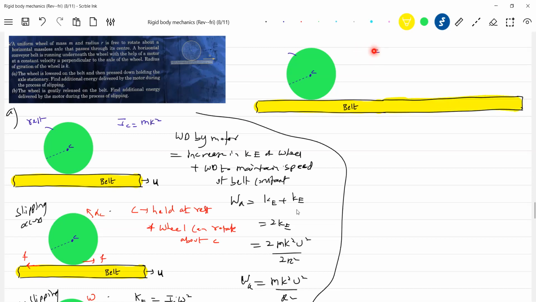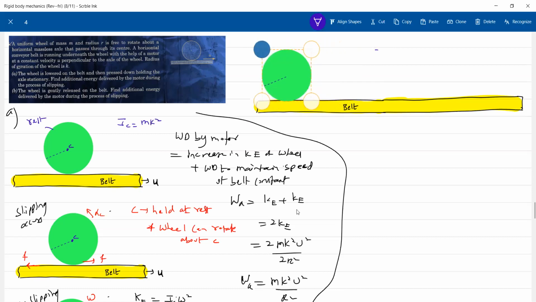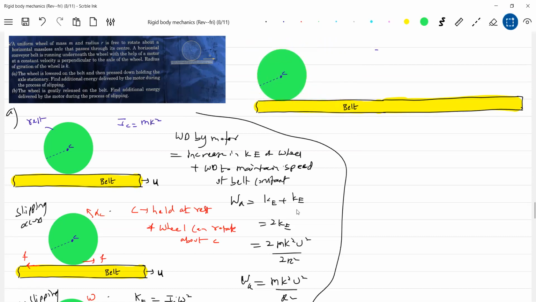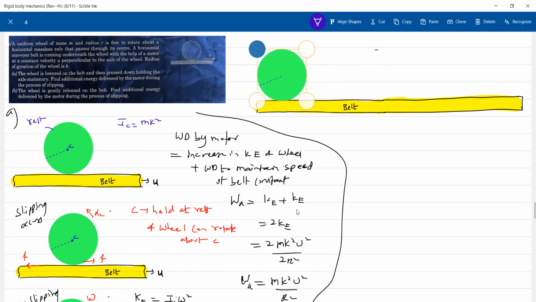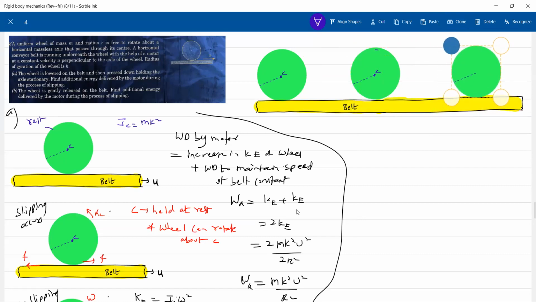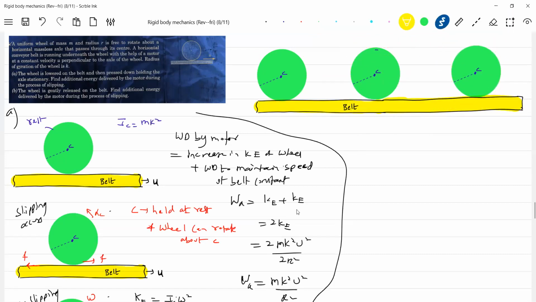The moment I release, this will be released from rest. Now, what will happen to this? I think we have done many problems of this kind. The velocity of the belt will be constant.